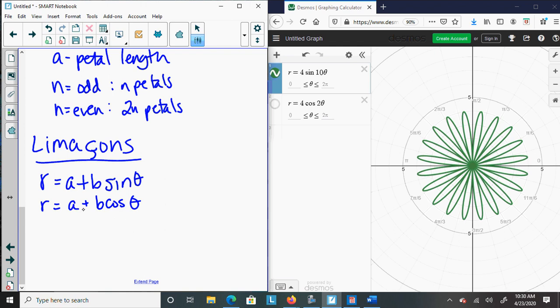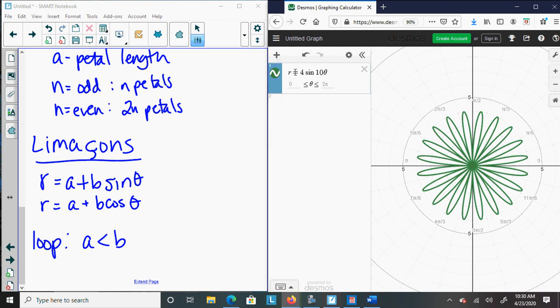Okay, so we have 4 different things that can show up based on what the A value is and what the B value is and how they relate to each other. The first kind of limaçon that we can graph is a loop. And a loop happens when your A value is less than your B value.